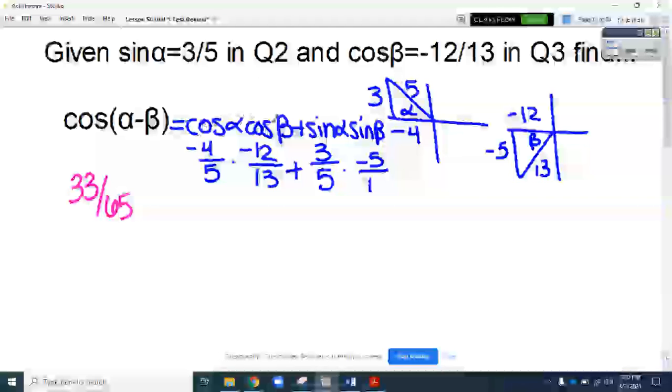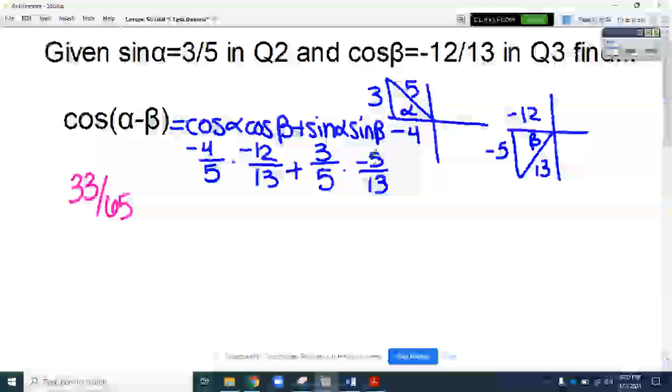What is cosine of alpha? Well, I go here, I do my x over my r. I was not pointing at the r, sorry. -4/5. Then what's cosine of beta? X over r, -12/13. Sine of alpha, the y over the r, is 3/5. Sine of beta is the y over the r, and I get -5/13.